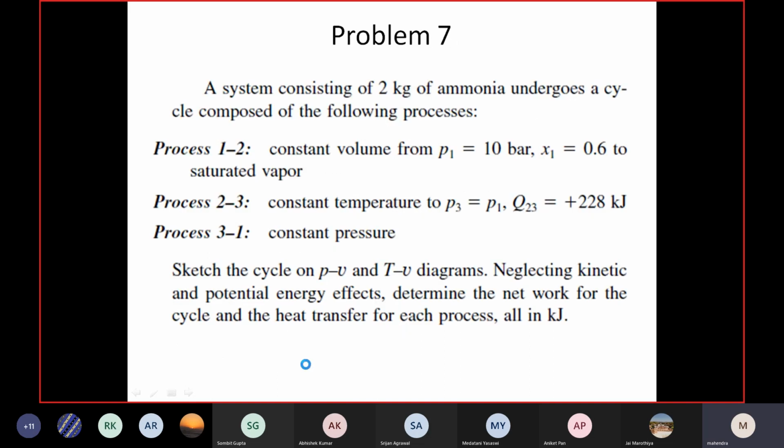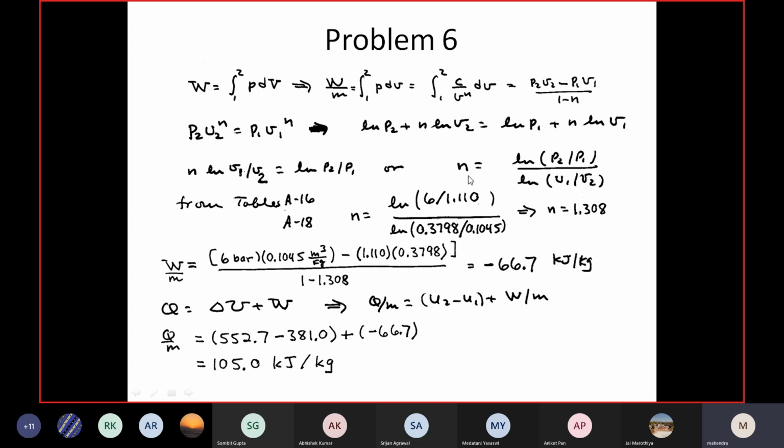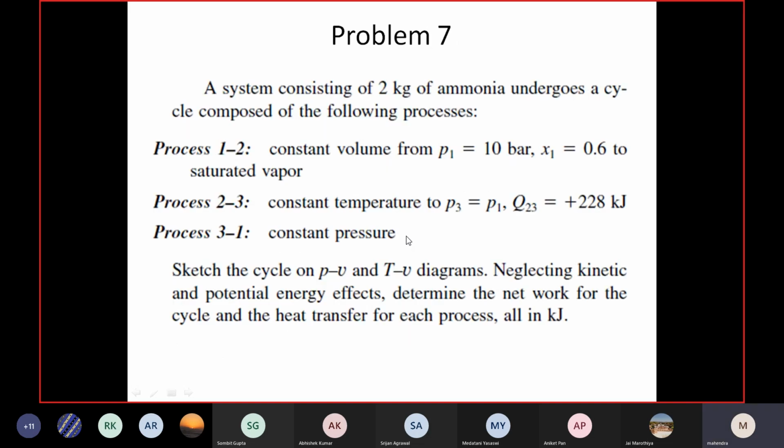This problem is only about how to calculate the n value if it is not given, from the data table. We have done this through the data table earlier, in our tutorial number 1, wherever these polytropic processes are there, we have mentioned n value equal to 1.3, 1.4. If the n value is not given, once you know these tables, then how to get the n value, that we have seen over here. It's a very simple problem. Problem number 7 is with a cycle, a very interesting problem, and the last problem also. So please try to solve by yourself.